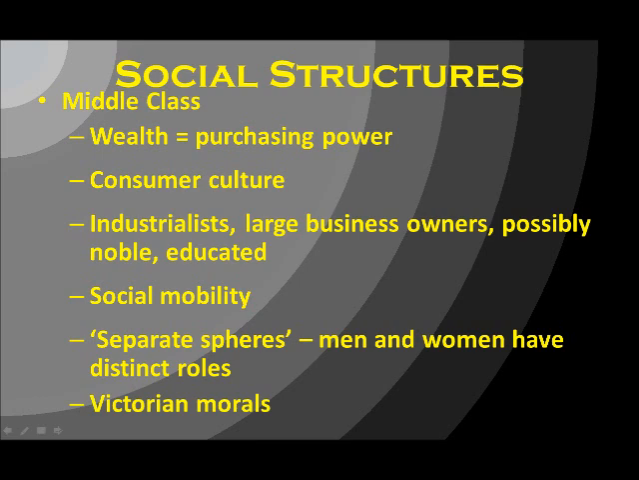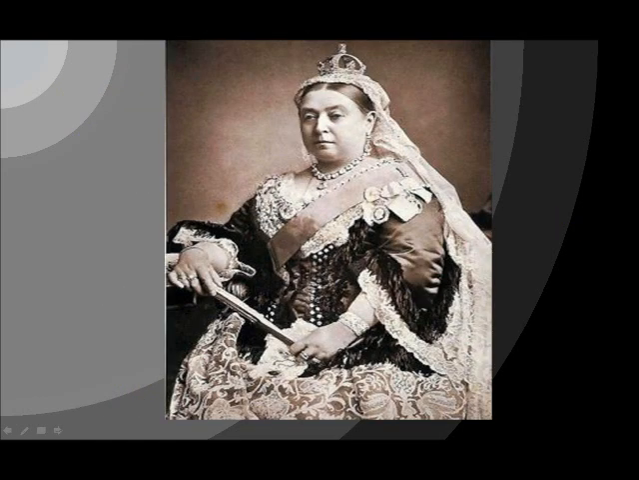This all plays into what is now referred to as Victorian morality. Victoria was the Queen of Great Britain from 1837 to 1901. Here she is. She was known for being very, very proper, following all of these social rules.